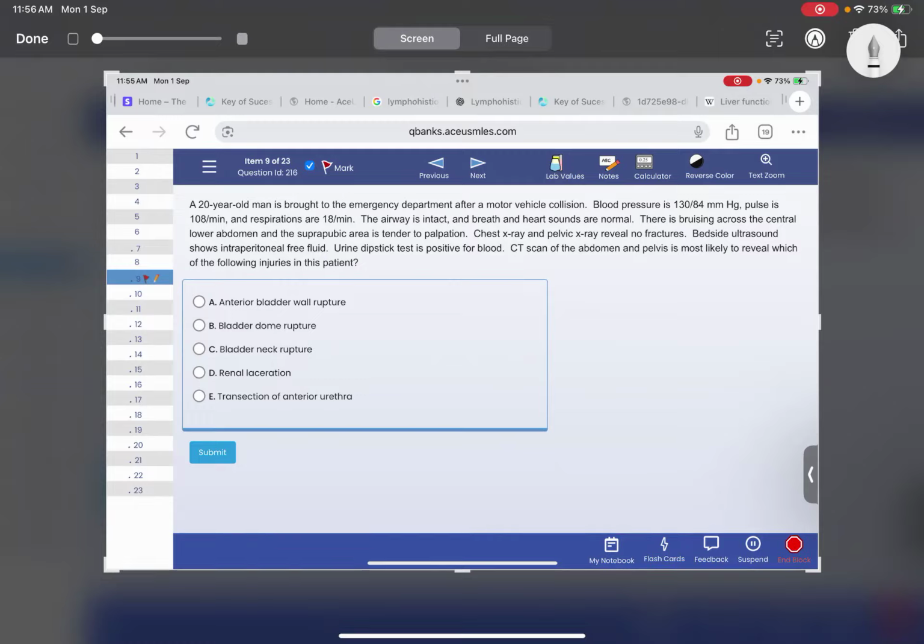So that's easy. What's the bladder problem? Bladder dome rupture, B. So we will discuss this, okay? What is happening over here?